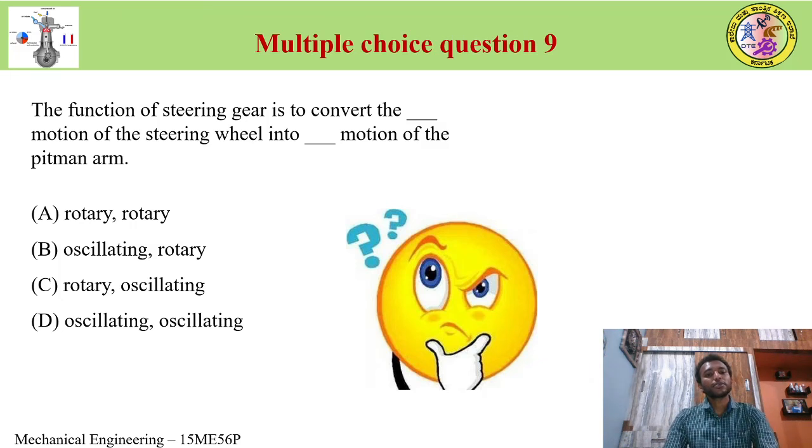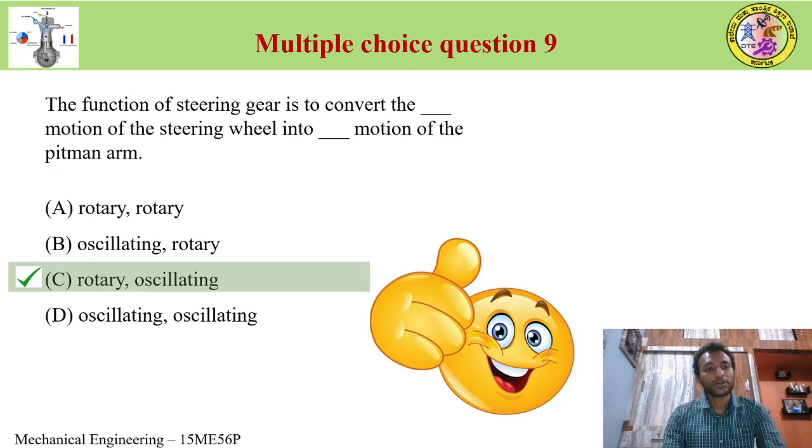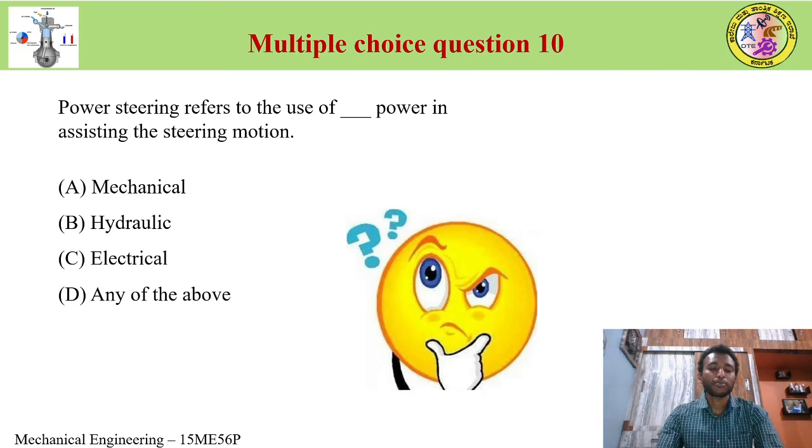The function of the steering gear is to convert the rotary motion of the steering wheel into oscillating motion of the pitman arm. Steering wheel is to convert which motion? That is, rotary motion of this steering wheel into oscillating motion of the pitman arm. Power steering refers to the use of fluid power in assisting the steering motion.